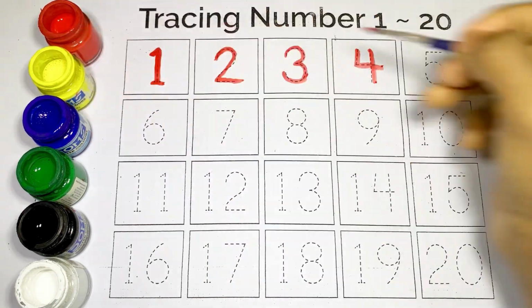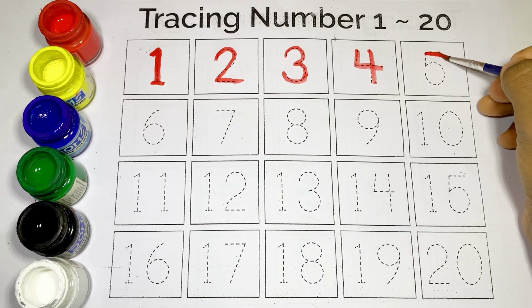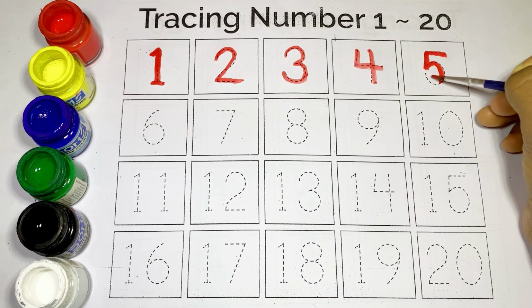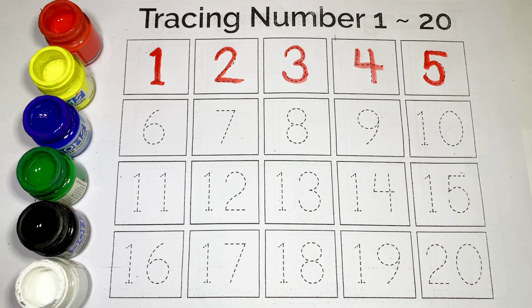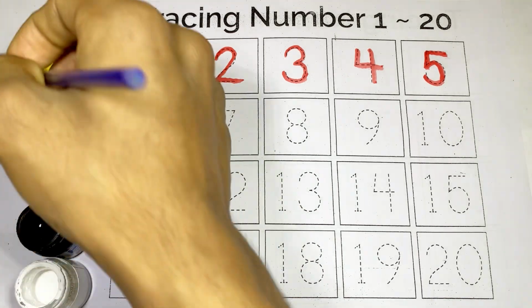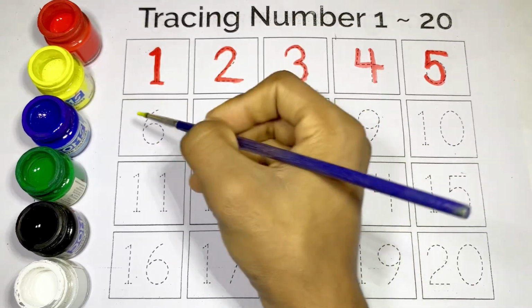Kids again use red color and draw 5. F I V E, 5. Kids, now 6, and use yellow color. The numbers of 6. S I X, 6.